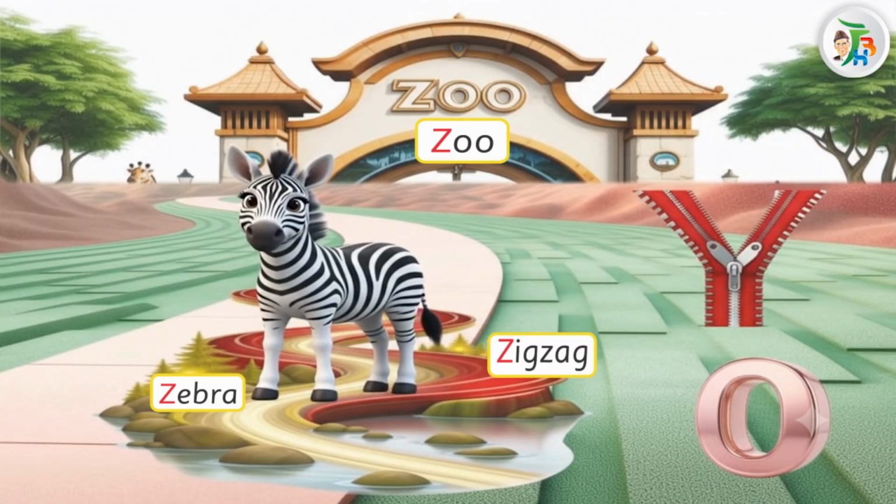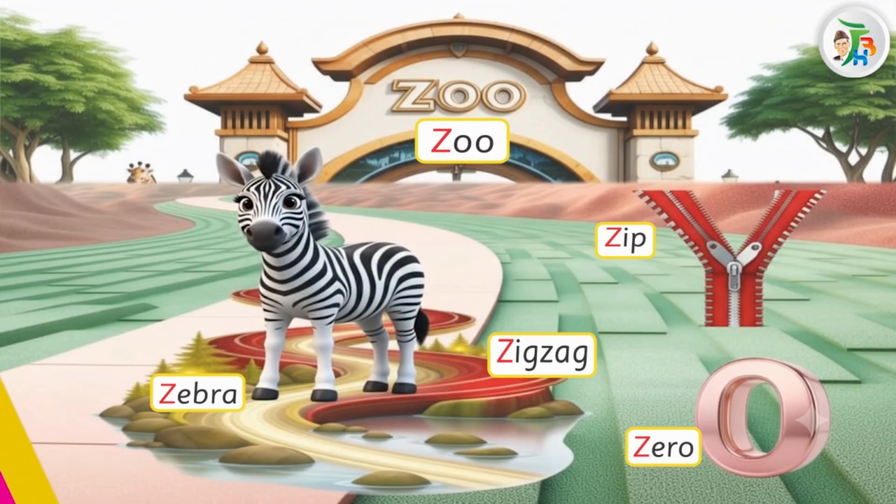Z for zigzag. Z for zip. Z for zero. This is the letter Z reading fun. Now let's read a short story together.